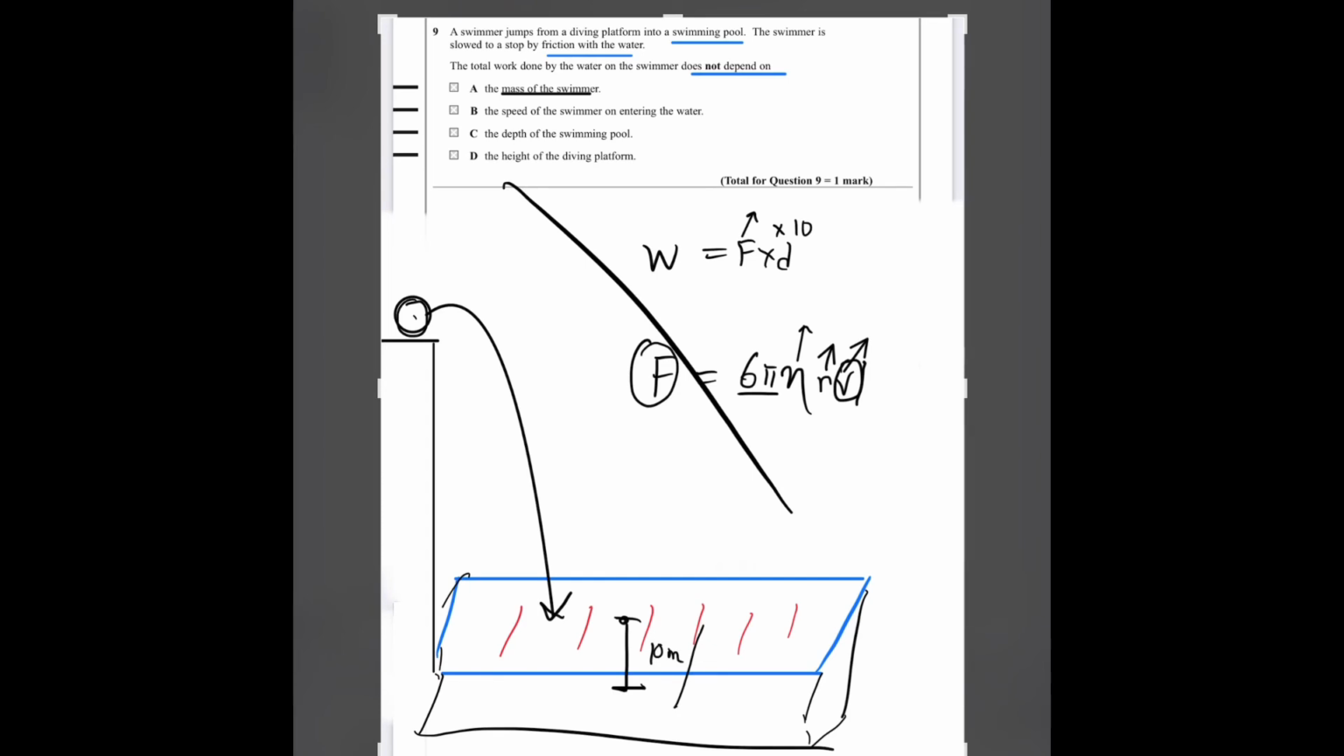B says the speed of the swimmer on entering the water. This is also correct, since if the velocity increases, the force would increase. The depth of the pool would affect the work done. Part D says the height, yes. If the swimmer goes from a higher height, the speed with which the swimmer reaches the pool is higher, and if the speed is higher, the work done by the water is higher. So the correct answer to this question is C.